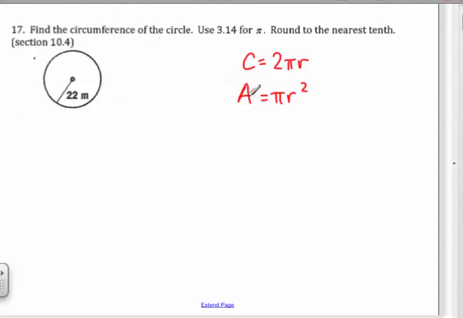If we're talking about polygons, we're adding up the length of all the sides, but there are no sides to a circle. But it does give us the distance around the circle. And that's what they're asking us for here in this problem. Find the circumference of this circle.